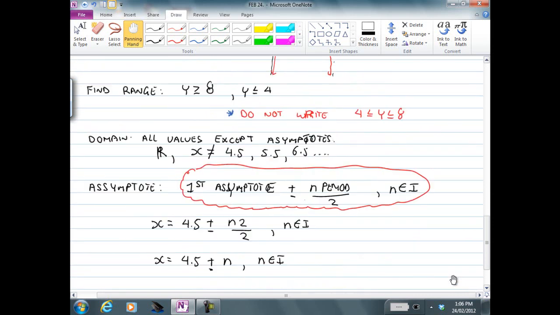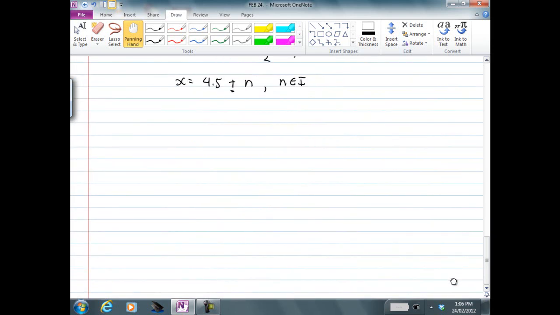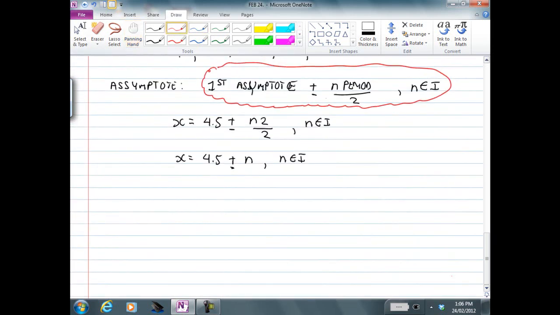So they're going to ask you 3 things. What is your range? What is your domain? And what is the equation of your asymptotes? On exams, 3 things will be asked. Those are the top 3 things. Everything is derived from drawing your graph.